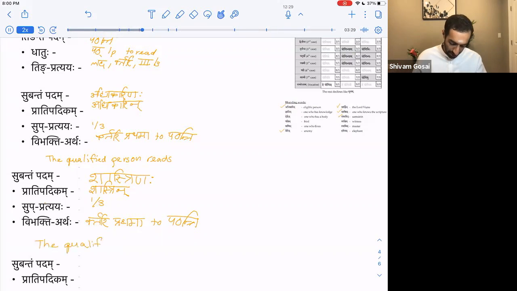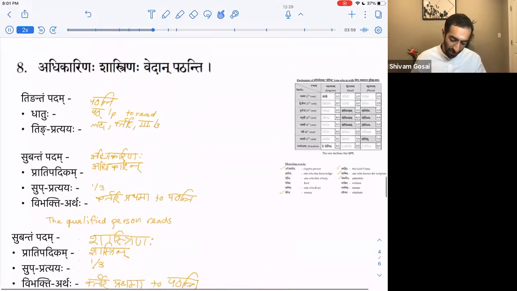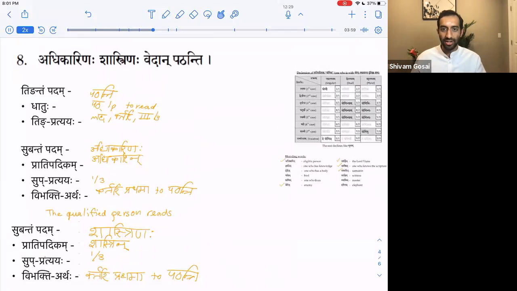right? So here, I'm going to say the qualified person or the qualified one who knows the scripture, right? So adhikarinaha shastrinaha. Shastrinaha means one who knows the scripture, one who knows the shastra. Literally means one who has the shastra, but not just in their hand, but in their mind, right? One who knows the shastra. So the qualified one who knows the shastra reads. Reads what? Now there's only one more word and we can figure that out. Reads Vedan, right? Reads the Veda.